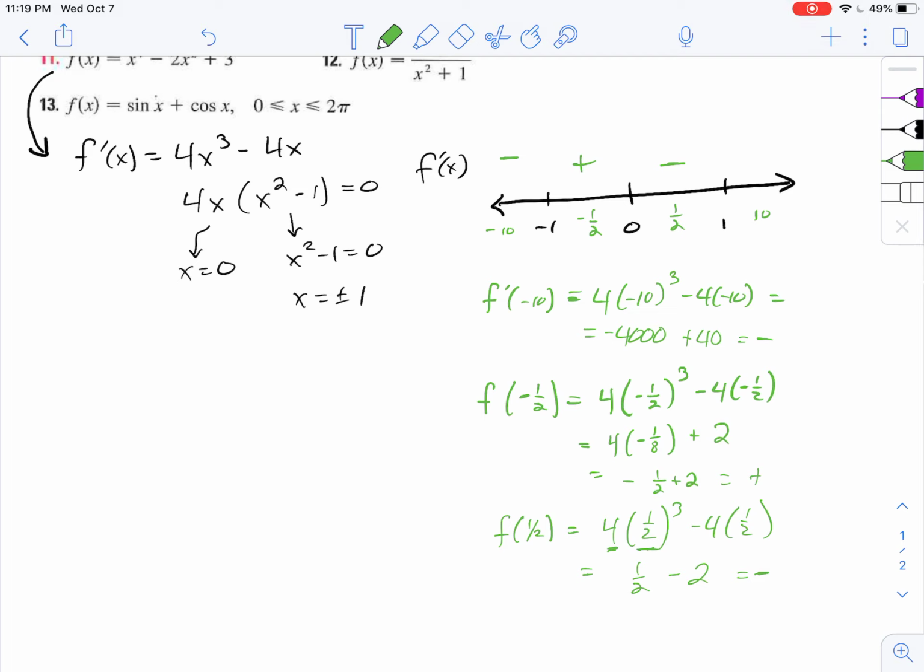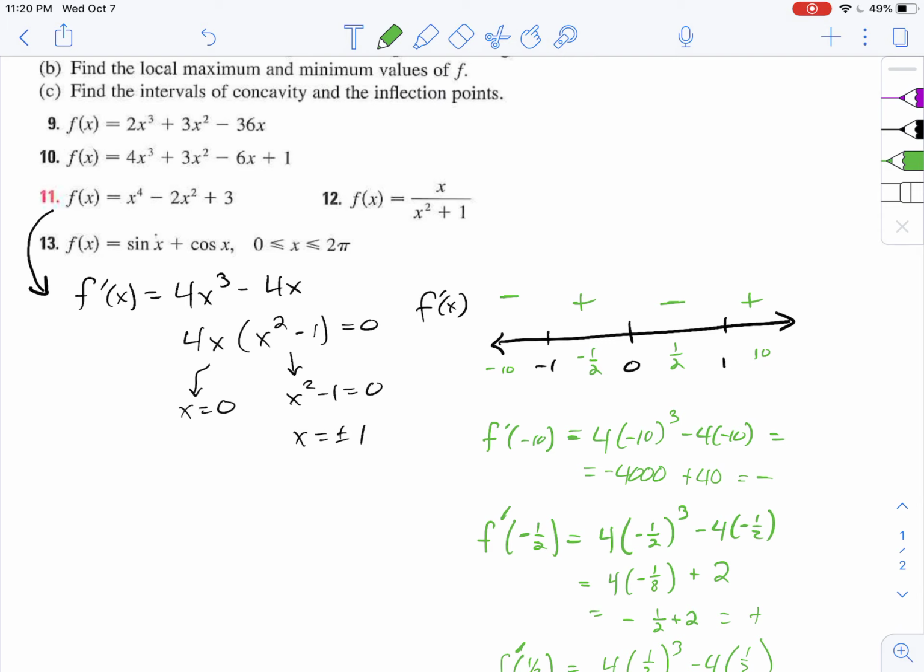And if I plug in 10, and these should all be primes, I'm plugging into the derivative here, not the original function. So if I plug in 10, I get 4,000 minus 40, so that's definitely a positive number. So this tells me that the function is decreasing where the derivative is negative, because remember, this is the slope. If the derivative is negative, the function's decreasing. If the derivative is positive, the function's increasing.